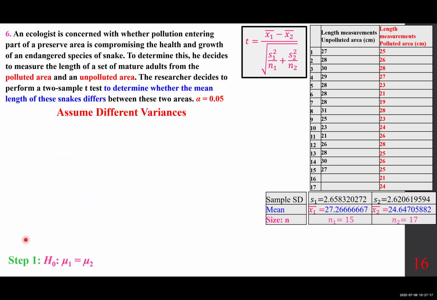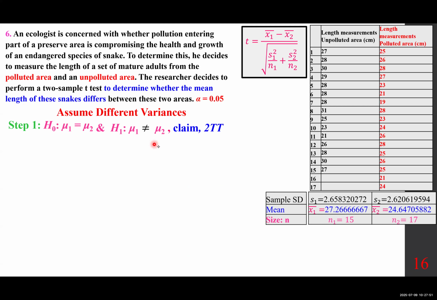All right, so the first step, H0: mu1 equals mu2, because that's what we are performing, right? Determine whether the mean length of these snakes differ. And since it says differ, it doesn't say less than or greater than, you have to go with mu1 is not equal to mu2, which makes it a two-tailed test, which makes it a claim. So you want to pay attention to the way they want you to do that. The first one takes the equality always, H0.